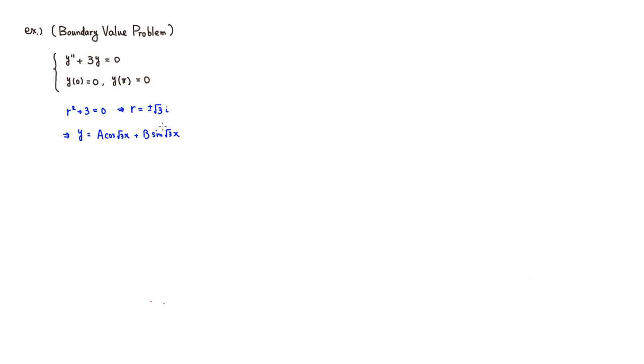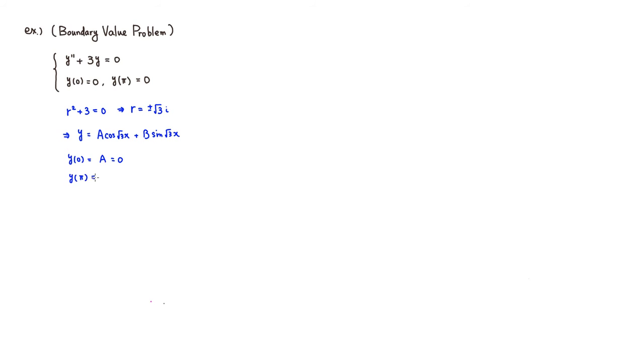Then check the first boundary condition. y of 0 is equal to, so cosine of 0 is again 1, so you get a. And the sine of 0 is 0, so that's that, and this is equal to 0. So a is equal to 0. Then y of pi.